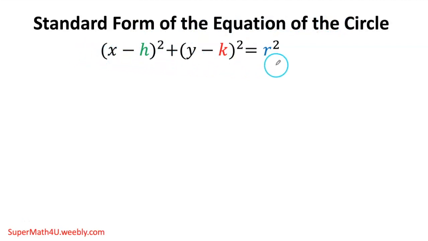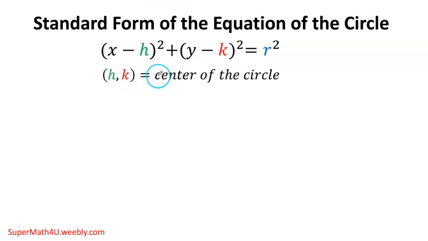So this is the equation of the circle in standard form, where h, k is the center of the circle. If you notice, I have minus here and I have minus here in my formula, but the center does not have the minuses. So technically it's the opposite sign. Now the r here on this side is the radius, and it's to the second power.